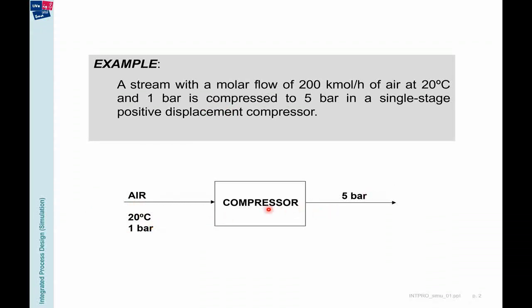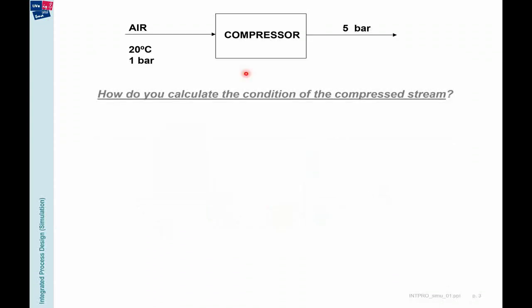For doing this, we are using a compressor of the type single-stage positive displacement. If you want to do this calculation by hand, by yourself, you need to do an enthalpy balance. You know that the enthalpy of the inlet stream plus the power provided to the compressor must be equal to the enthalpy of the exit stream.